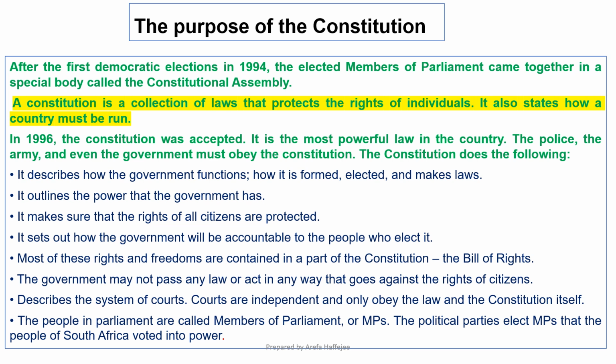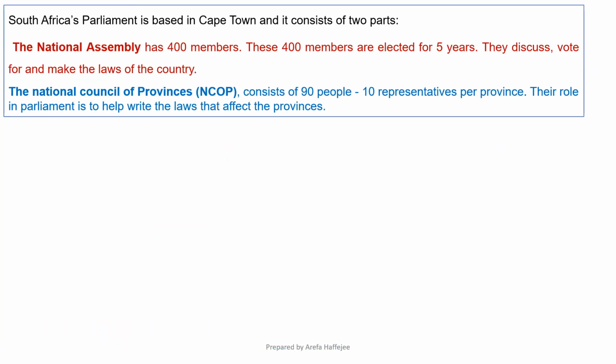Before you go and accuse somebody of something, you must always provide evidence. Now, people in the parliament are called members of parliament or MPs. Political parties elect MPs that the people of South Africa voted into power. South Africa's parliament consists of two parts. You get the National Assembly that has about 400 members and they're elected every 5 years. And they discuss, vote for and make the laws of the country.